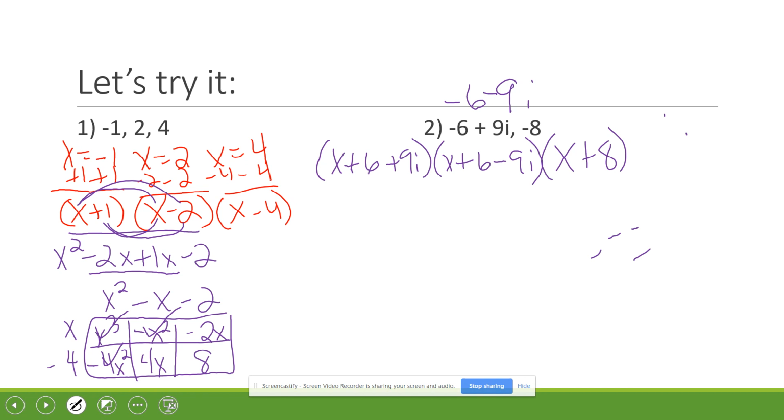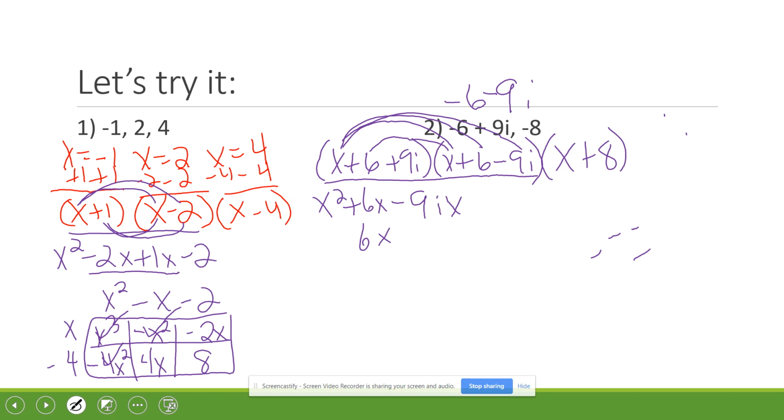Now I'm going to multiply. And I want to start over here on the left with my i's because I know when I finish my math, I shouldn't have any i's left. x times x is x squared. x times 6 is 6x. x times negative 9i is negative 9ix. 6 times x is 6x. 6 times 6 is 36. 6 times negative 9i is negative 54i.